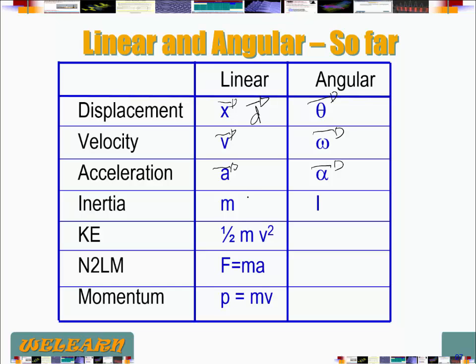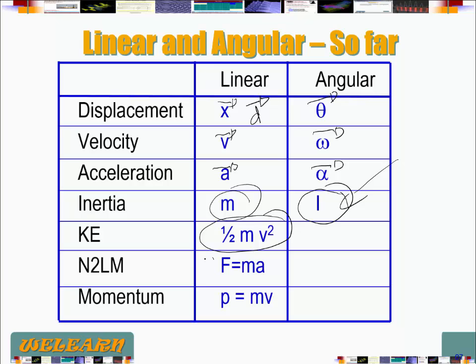Now, for inertia, we use mass in the study of regular motion. For rotational motion, we use the rotational inertia, or what's also called the moment of inertia. Other things that we have learned: kinetic energy is given by 1/2 mv squared. Kinetic energy, the energy of motion.